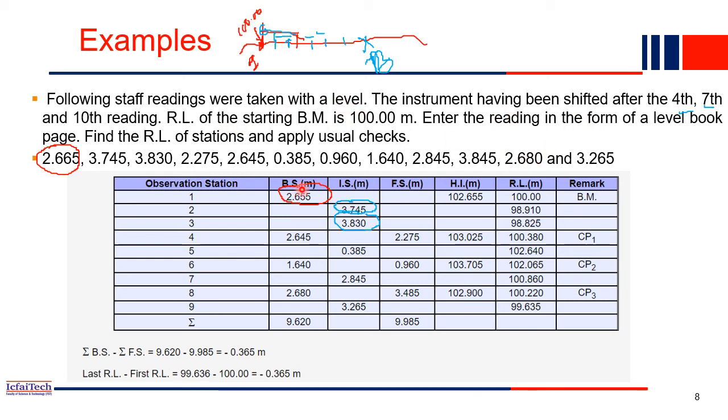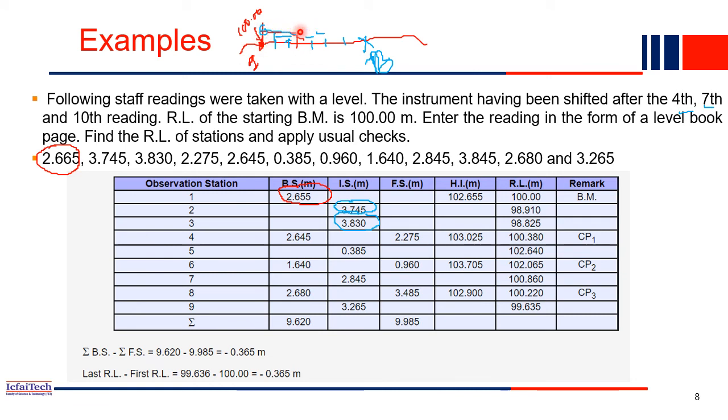the question. So once you fill the back side, intermediate side, and fore side, these three columns, now you either use the height of the instrument method, or you use the rise and fall method, and you find out what is the RL of that respective point. So the first point is basically the back side, you got 2.655, right? And the RL given to us is 100 meter at point 1.